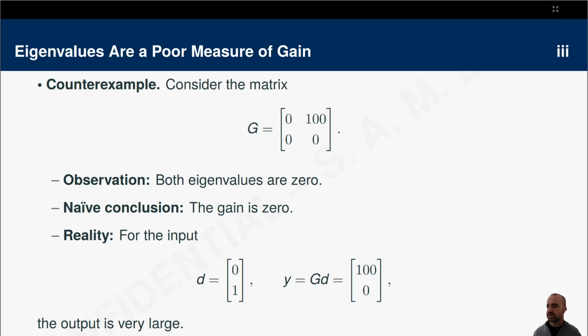I'm just double checking the computation. 0, 1 is 0, 0. This is correct. 1, 0, 0 results in 0. But then, as you see, the gain, at least from here, is very large because it's 100 and 0.